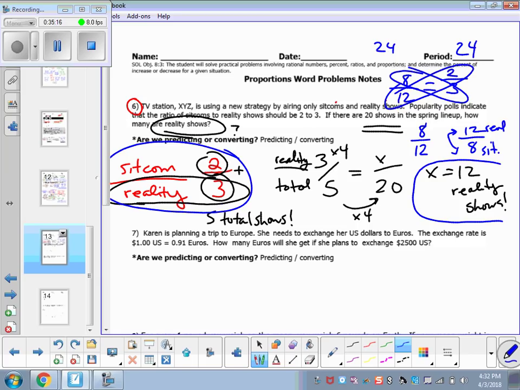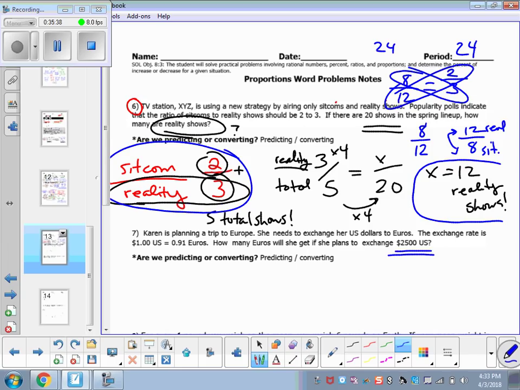For number 7, Karen is planning a trip to Europe. She needs to exchange her US dollars to euros. The exchange rate is 1 US dollar represents 0.91 euros. How many euros will she get if she's going to exchange 2,500 US dollars?